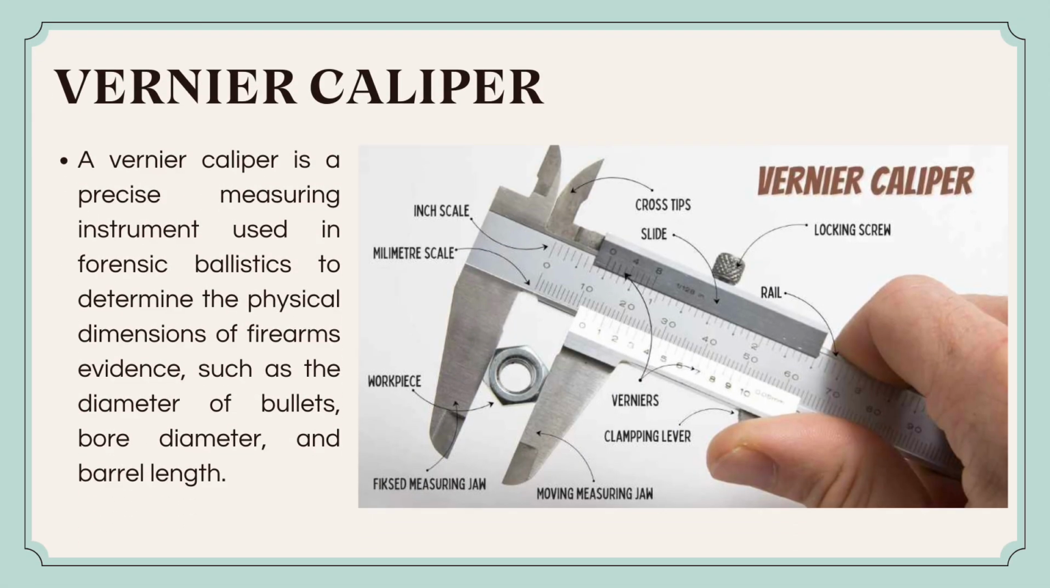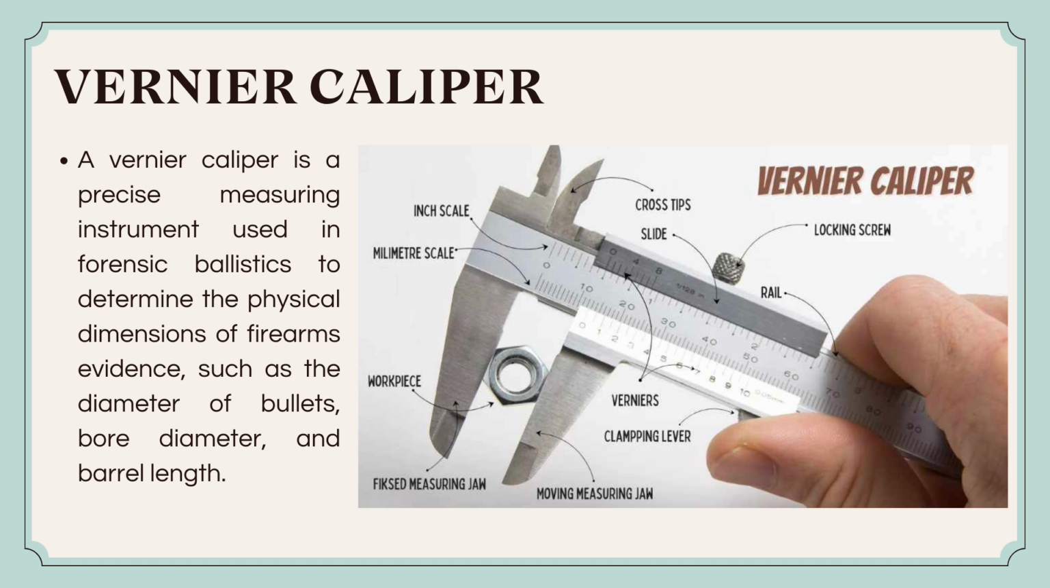The sixth instrument is the vernier caliper. A vernier caliper in forensic ballistics is a precision measuring tool used to determine the exact linear dimensions, such as the diameter, length, and depth of evidence, bullets, and cartridge cases. The vernier caliper is applied during the initial examination of physical evidence, specifically for obtaining precise, fundamental measurements of recovered bullets and cartridge cases.